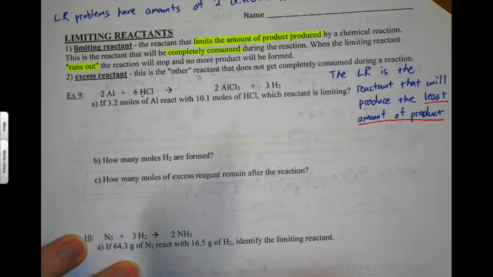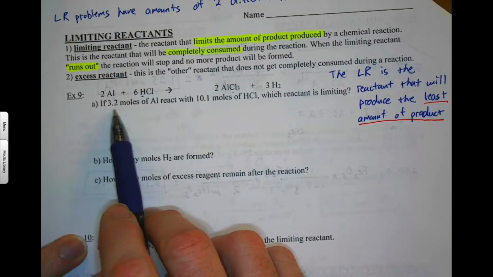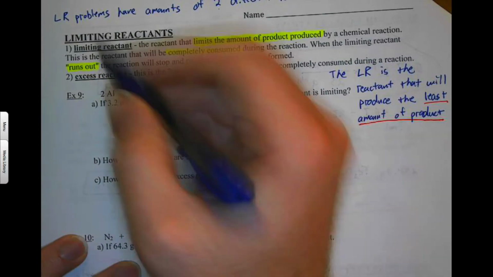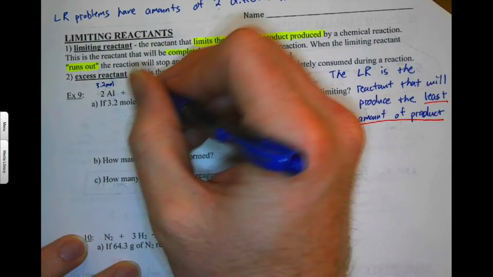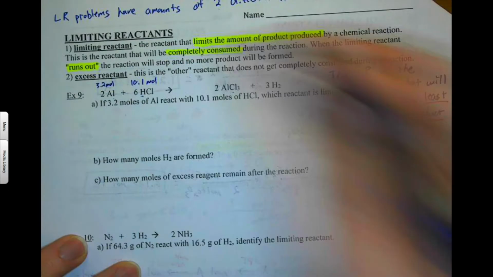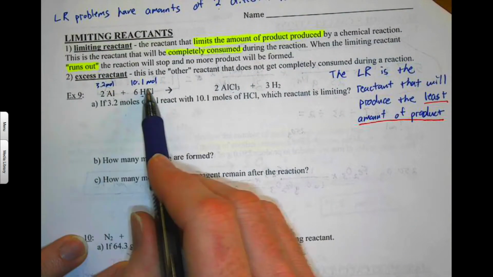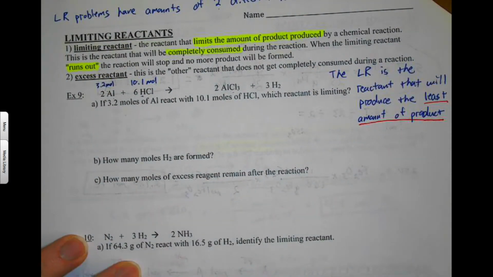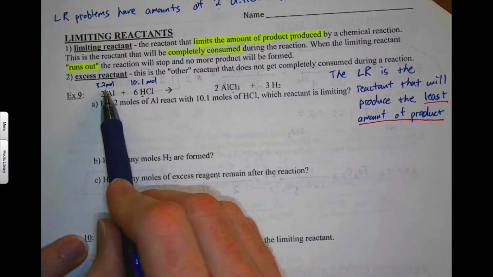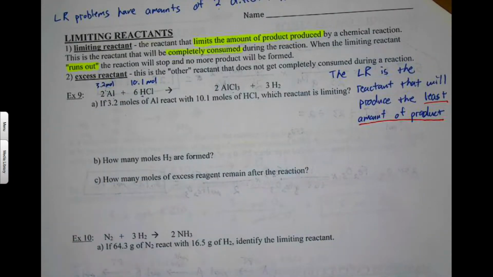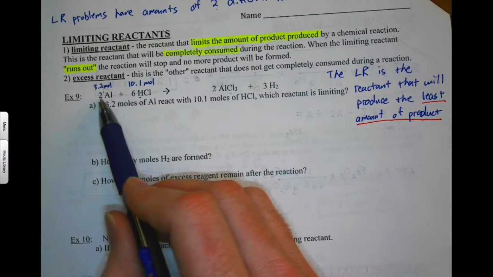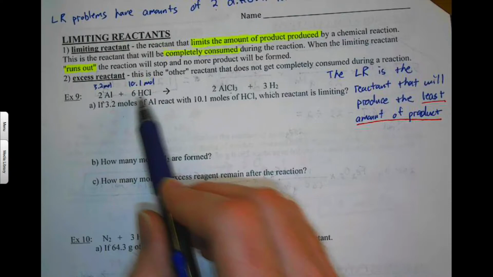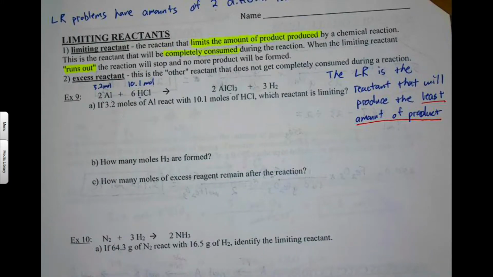So for example, if we're given a chemical equation, aluminum plus hydrochloric acid makes aluminum chloride plus hydrogen gas. If 3.2 moles of aluminum reacts with 10.1 moles of HCl, which reactant is limiting? Well, you have amounts of both of them. You're going to run out of one first. It's not always the lesser one, though, okay? Because you consume them at different rates. Remember, you're consuming 2 moles of aluminum for every 6 moles of HCl.